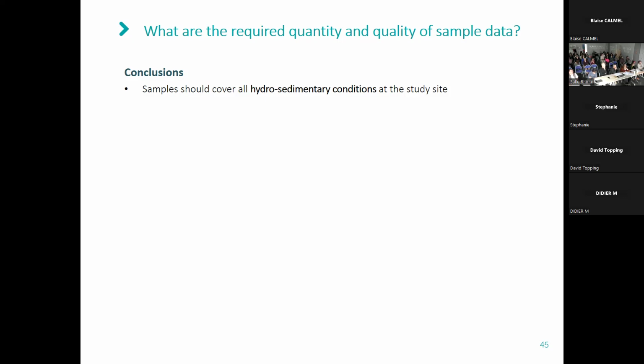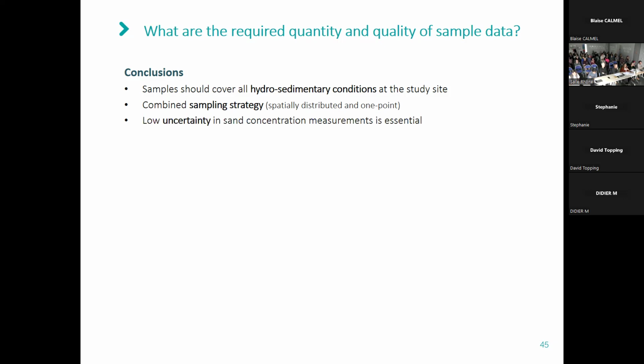representative reference concentration. And to obtain these samples, it is recommendable to use a combined sampling strategy of mean cross-sectional measurements, as well as one-point measurements on the bank to obtain a high temporal resolution, and also to be able to measure events where you are not able to go on the field, or specific events. And of course, we are interested in having a low uncertainty in our input data for the acoustic models, because we want to have a low uncertainty in these sand concentrations.